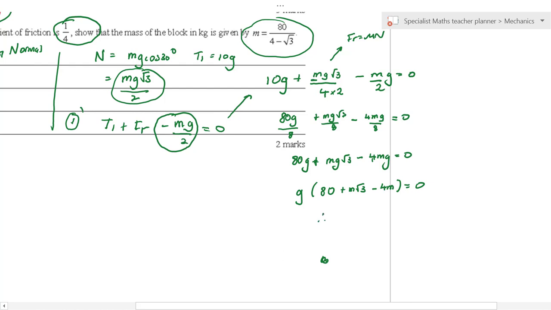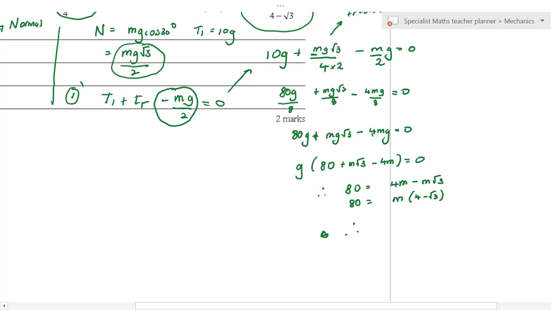So therefore we can say that 80 is equal to 4m minus m root 3. Wow. 4 minus root 3 on 80. Therefore, m is equal to 80 over 4 minus root 3.